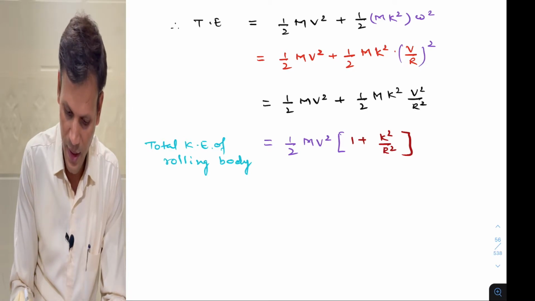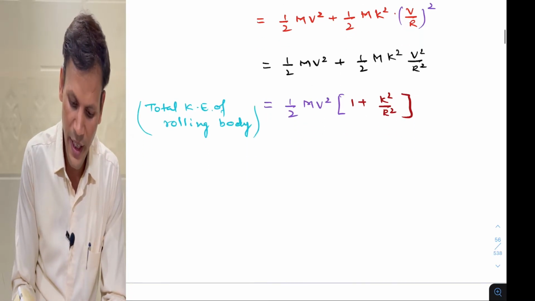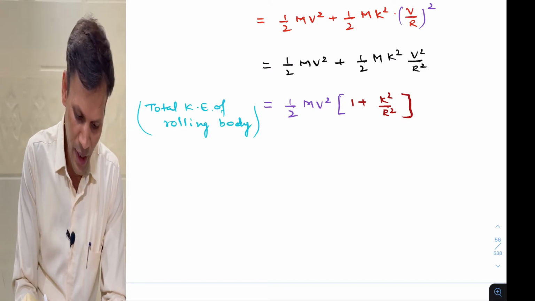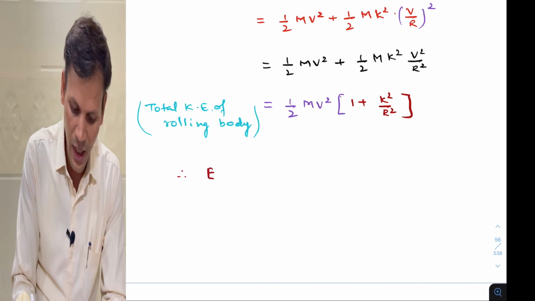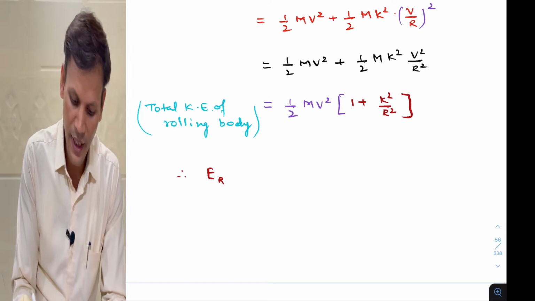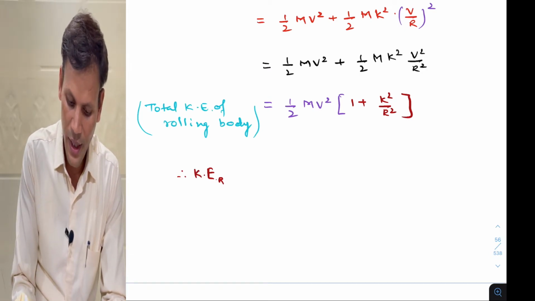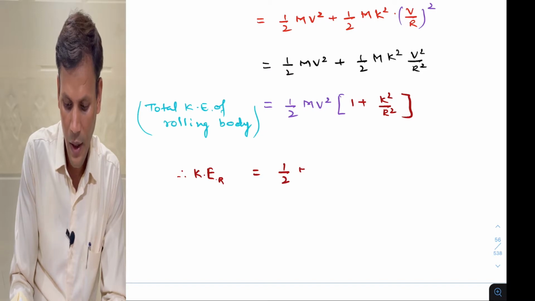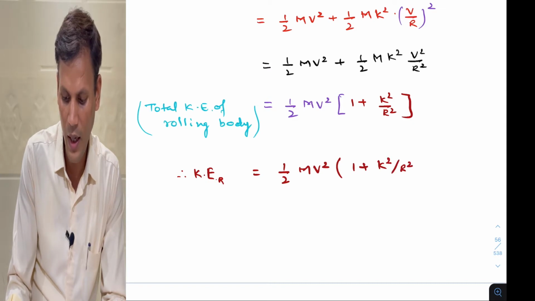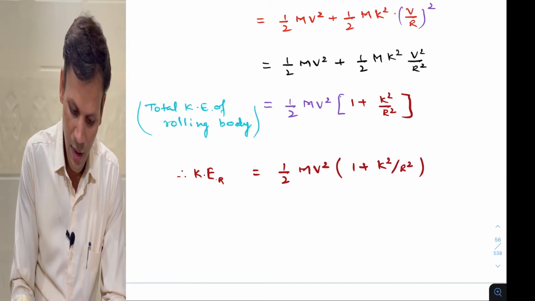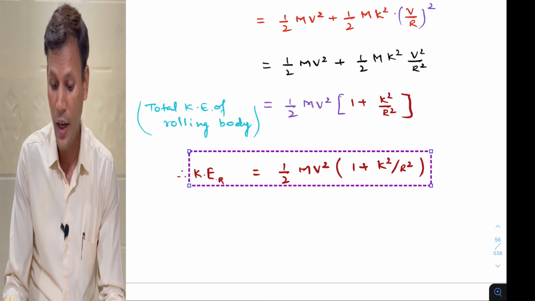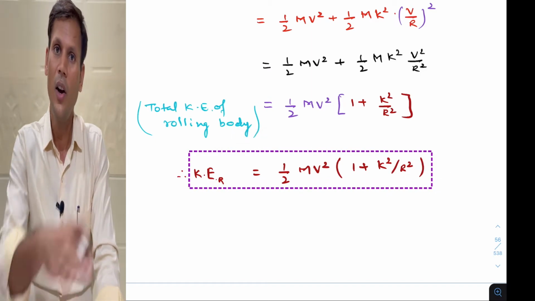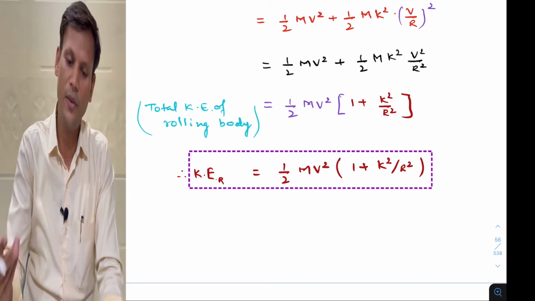We can write it in a simple way, the total kinetic energy of a rolling body in formula form. Total kinetic energy E_R of a rolling body is equal to half m v square, in brackets, 1 plus k square by r square. So this is the formula for total kinetic energy of a rolling body on a horizontal surface. Horizontal means it is a flat surface.